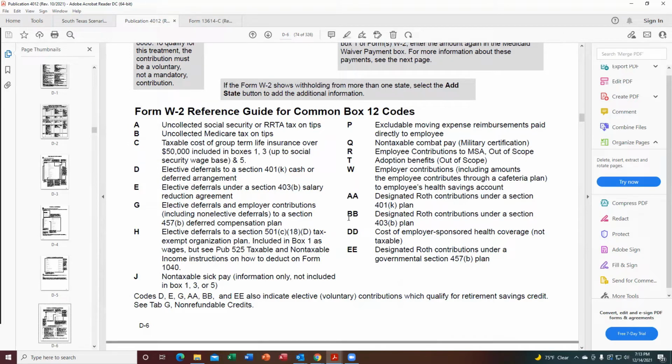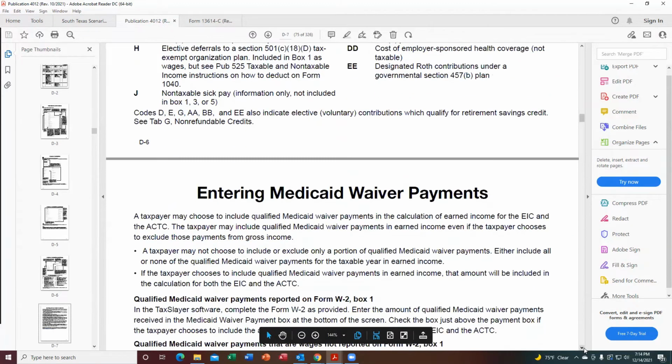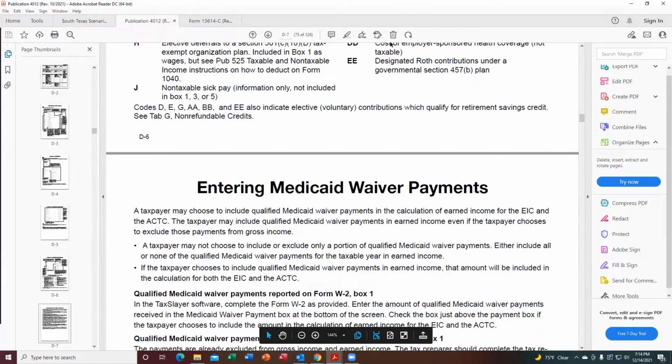The DD is when you have an employer health insurance plan, and the DD is the cost of what your employer is paying on your behalf for you to have health insurance. So these are the codes that you're going to find in box 12. And again, your 4012 provides you with a lot of information as you're entering the tax return into TaxSlayer.